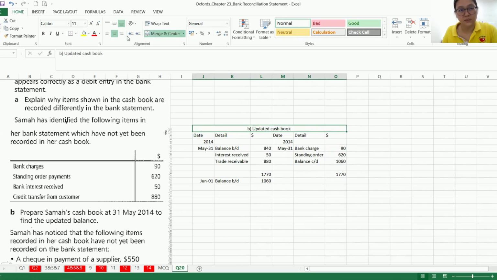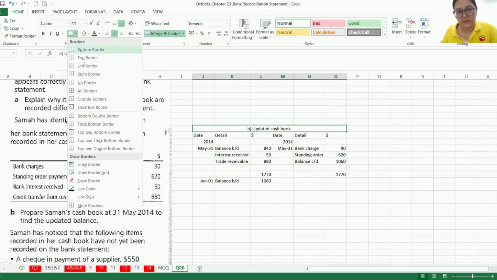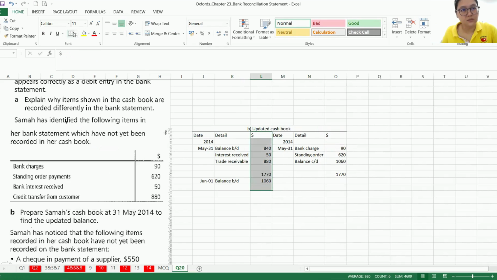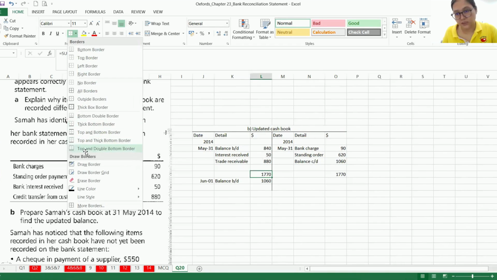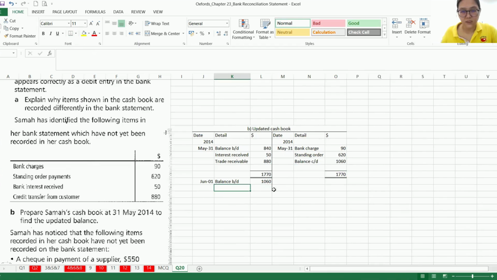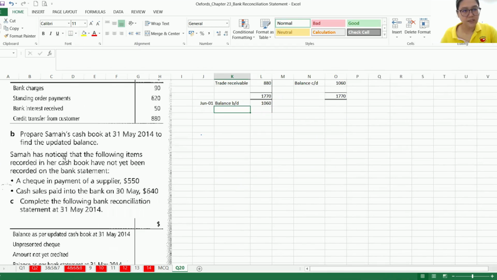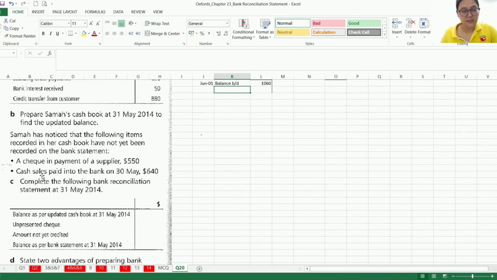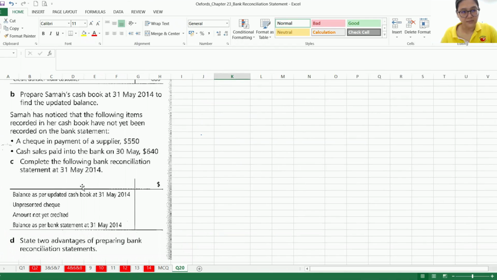So this is the last question for this chapter. So all the exercises I already showed to you. What you need to do is you have to do the rest of the questions. Okay, now last part, they say that someone has noticed that the following items recorded in the cash book have not yet been recorded in the bank statement. A check paid to the supplier, and cash sales paid into bank. Prepare the bank reconciliation statement at balance as per updated cash book and present.